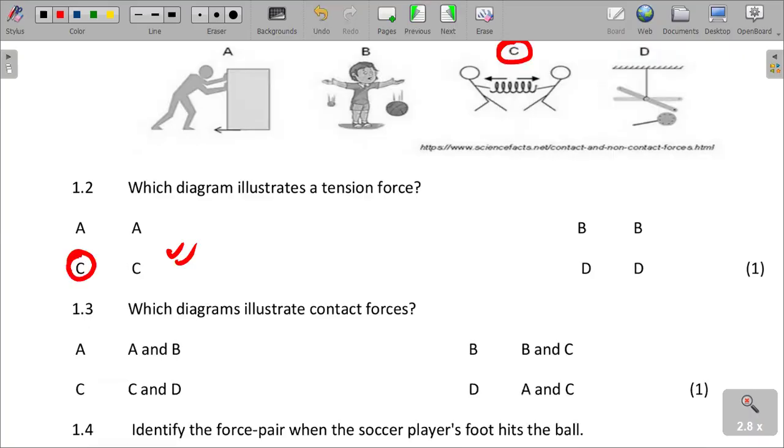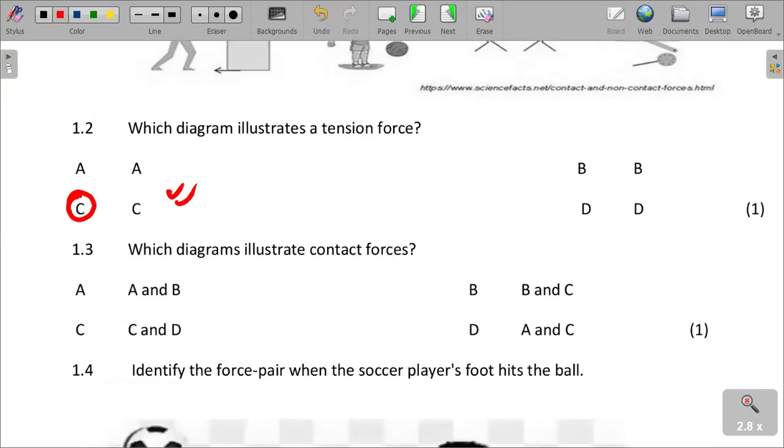Which diagram illustrates contact forces? Which diagram illustrates contact forces? Go to the channel again, where I have defined and explained the types of forces. They are defined, illustrated and shown in some videos that we have on our channel.